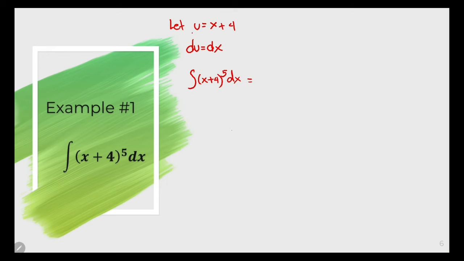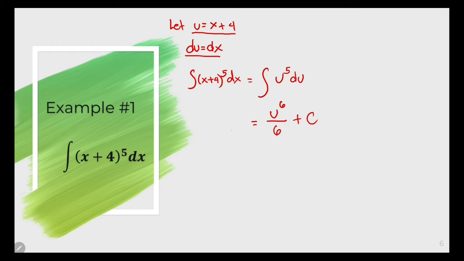So x plus 4 is equivalent to u. For this one, you have the integral of u to the power of 5. Our dx is equivalent to du, so instead of dx, you will write du. You notice the integral of u to the power 5 du can be integrated using the power rule. This is equivalent to u to the power of 6 over 6 plus c.